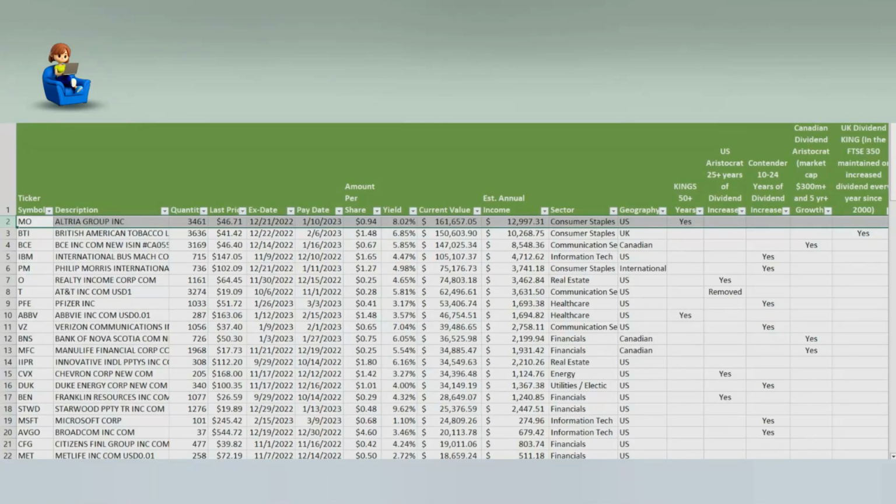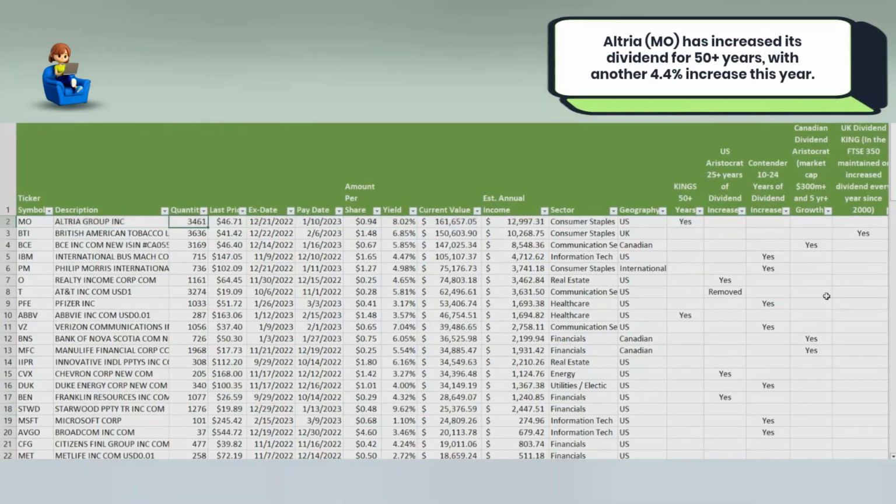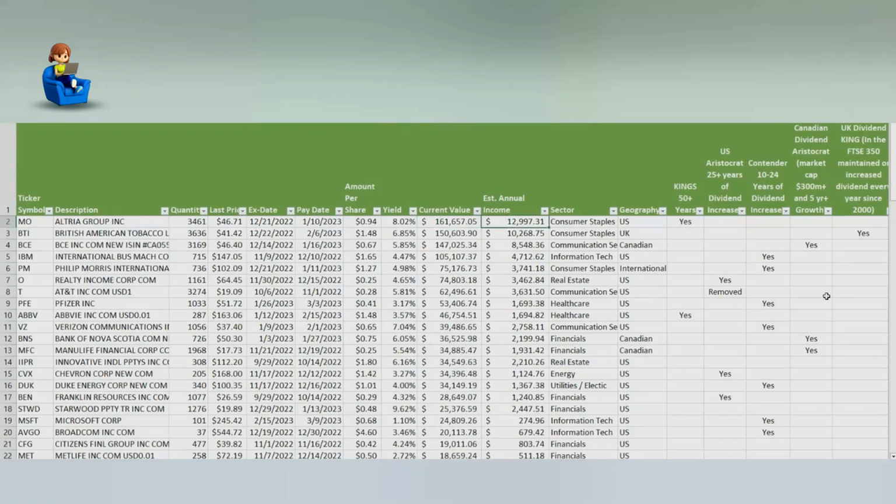So let's dig in. Starting the list, I've got ticker symbol MO, Altria. I've got 3,461 shares, which I have not increased at all. I've completely got the DRIP turned off so that it serves as a cash machine for the rest of my portfolio. I can't wait for this next January 10th payout date. With a yield of 8%, I've got over $160,000 worth, making me about $13,000 a year. And of course, MO is a dividend king.